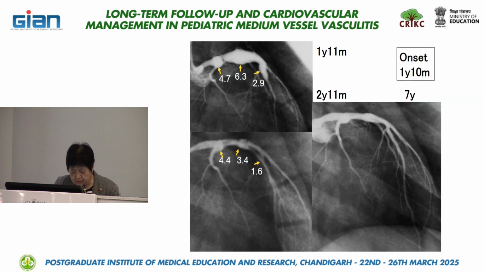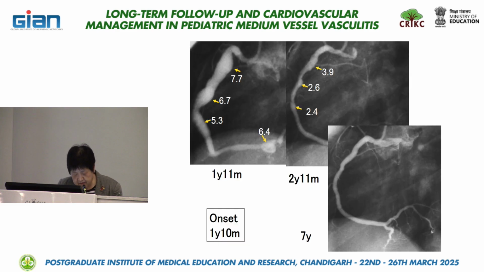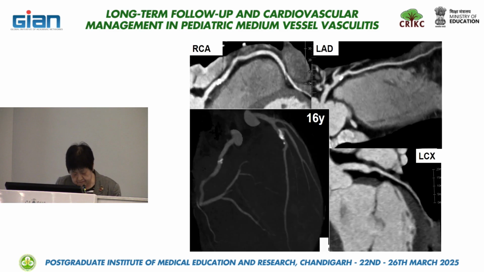In a 7-year-old boy, CAG is shown. In the same patient, CAG of the RCA is shown. At 7 years old, the right coronary artery had almost regressed. In the same patient, CT imaging is shown. Small calcification of both arteries is detected.